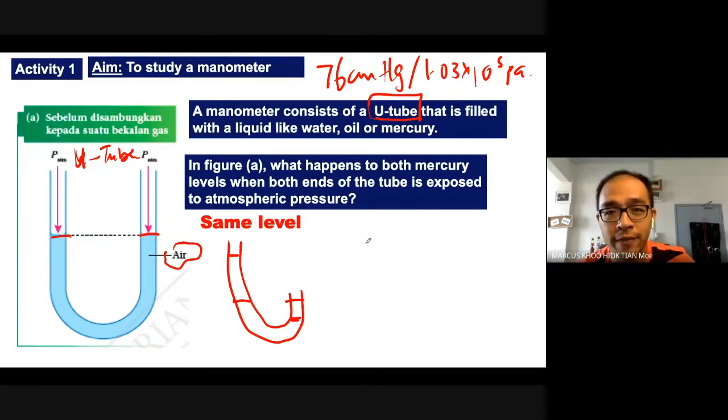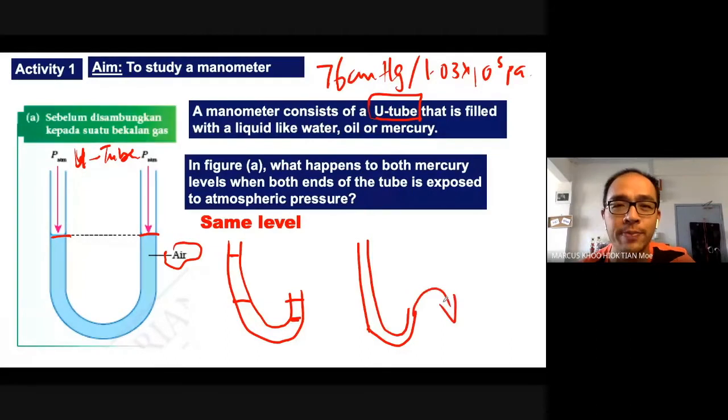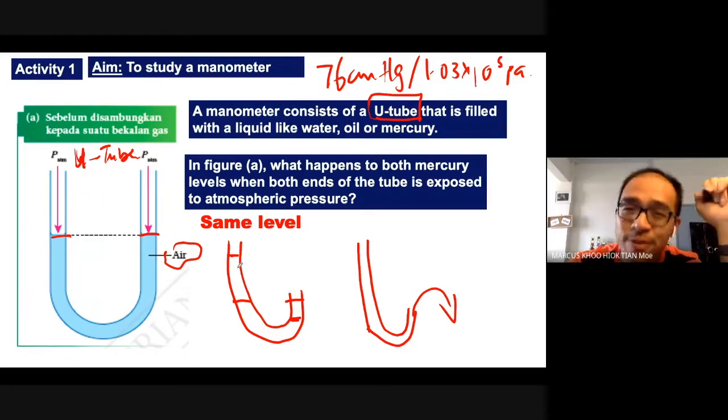Of course, if you want to be so extreme, you put one very high and one very low, of course there's going to be water spilling out. That's very normal. But assuming that no water spills out, it's going to be the same level. Go and try it. And then if you get something different, then you tell me. Then I will ask somebody to come to your house because there's a ghost pushing on your water. It should be the same.